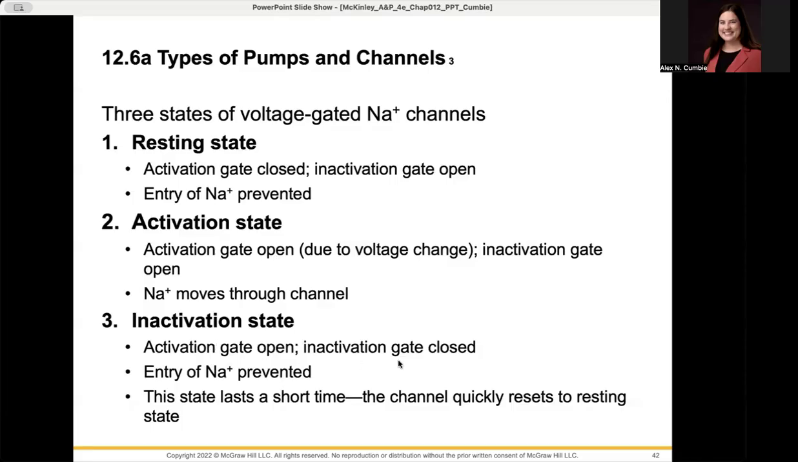So we end up having the gate close. The entry of more sodium is prevented. And this happens for a short time before we then reset and we're back in the resting state. This is what's happening during some sort of activation of these voltage gated sodium channels, where they would go back to being closed once we're no longer doing an action.